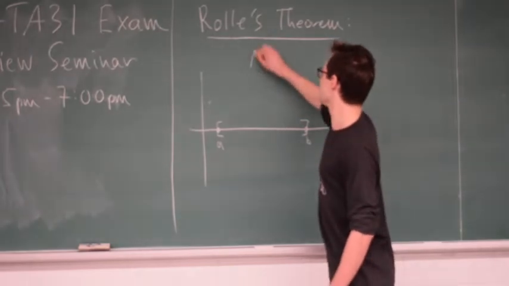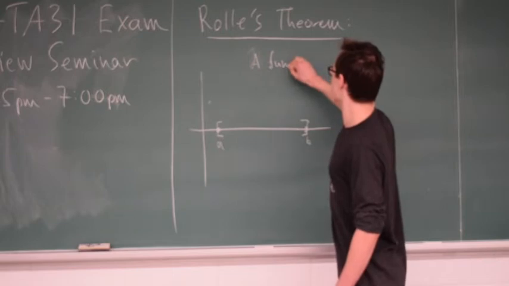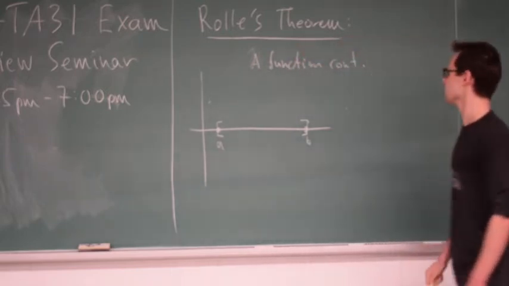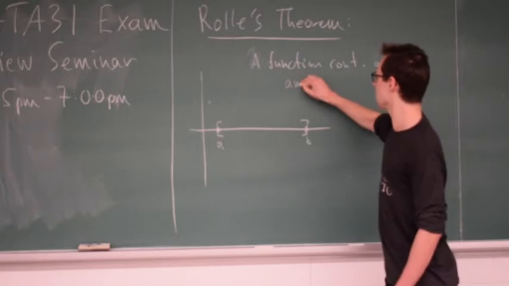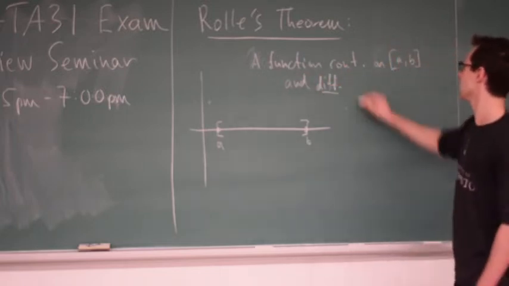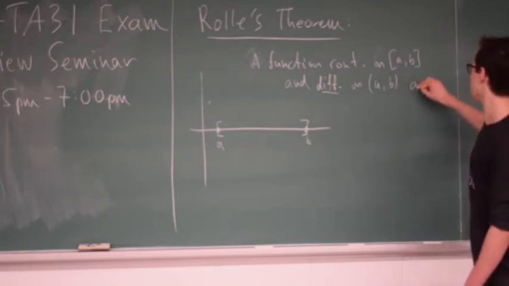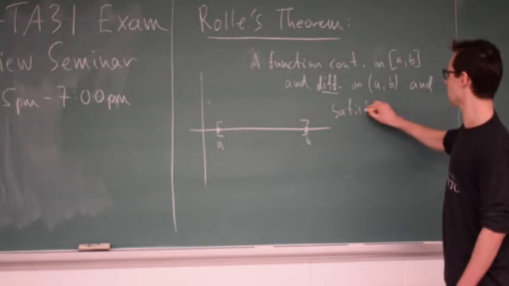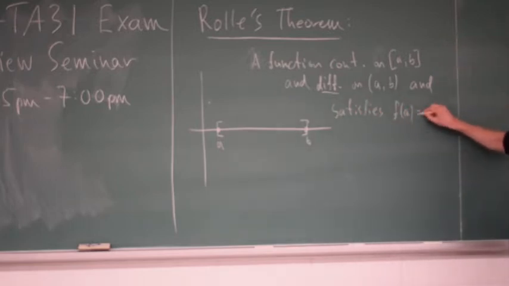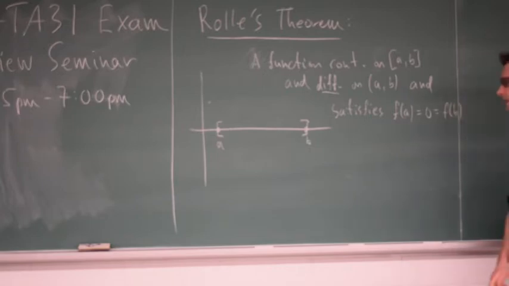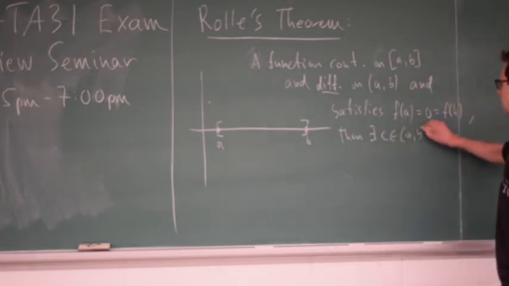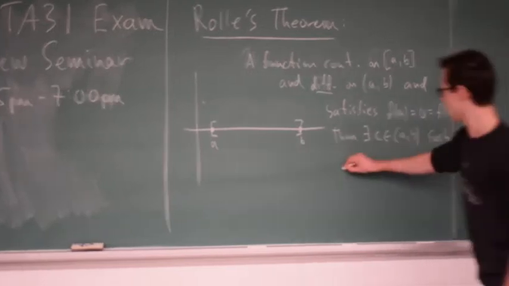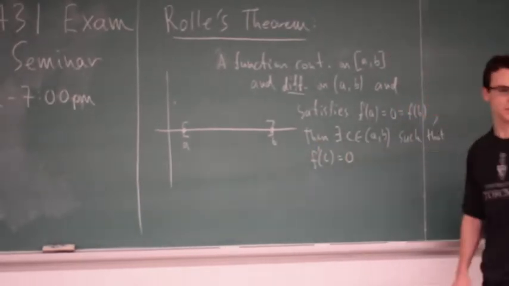I can write it very quickly here. A function that's continuous on the closed interval a to b, and differentiable on the open interval a to b, and also satisfies f of a is 0, which is f of b, okay? That's just saying that we start at the x-axis and we also end at the x-axis. If we also satisfy this, then there exists a point c within the open interval a to b such that f prime of c is equal to zero, okay?